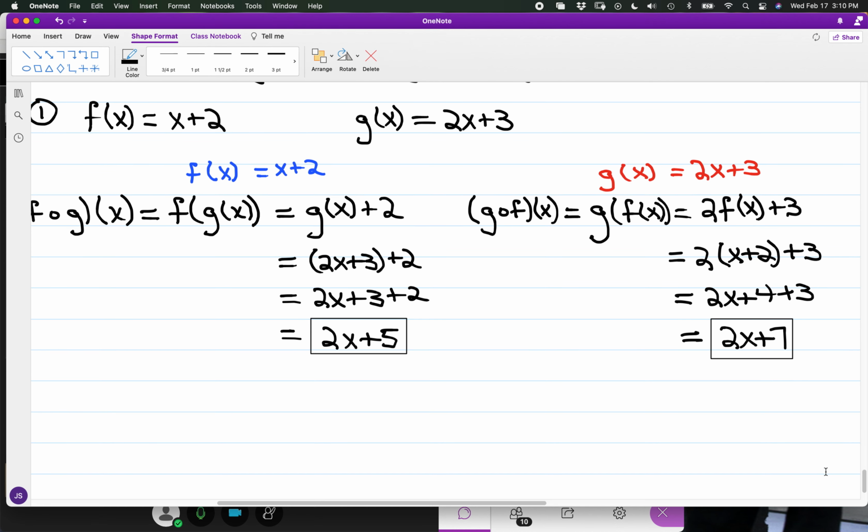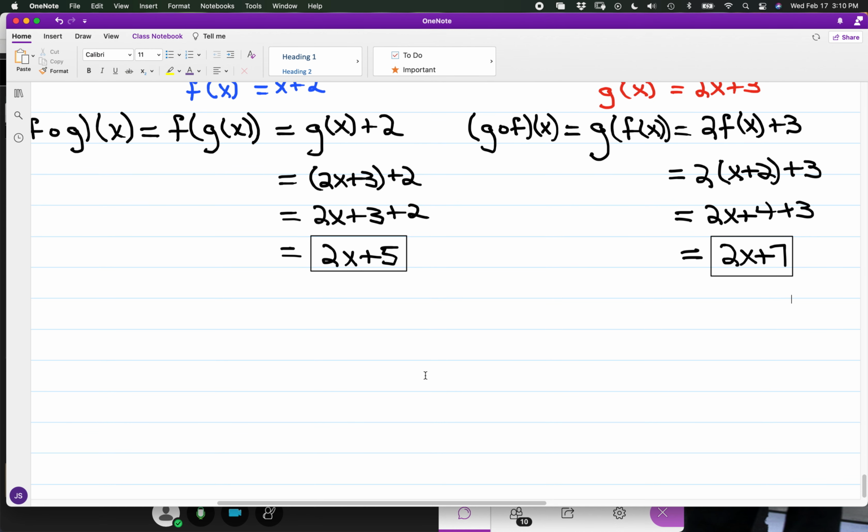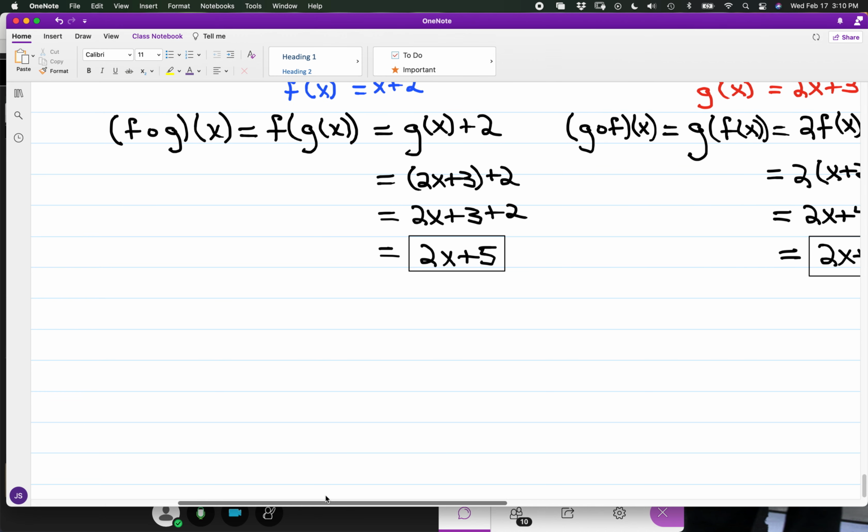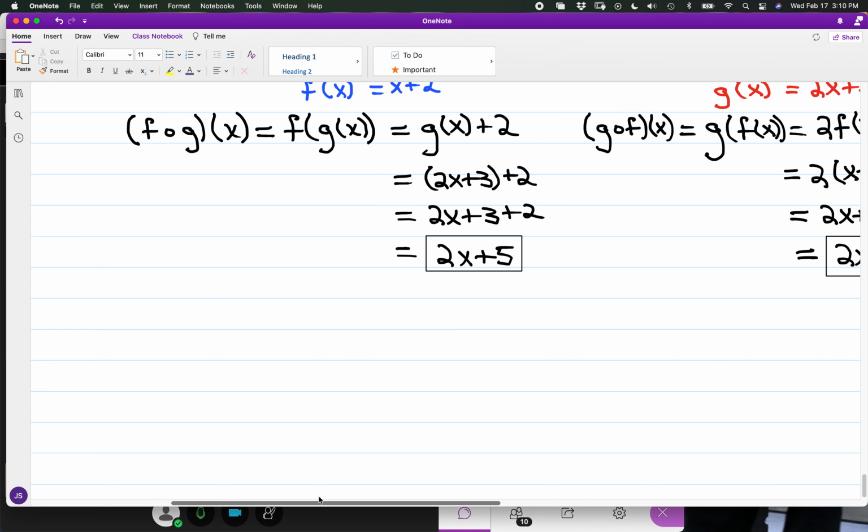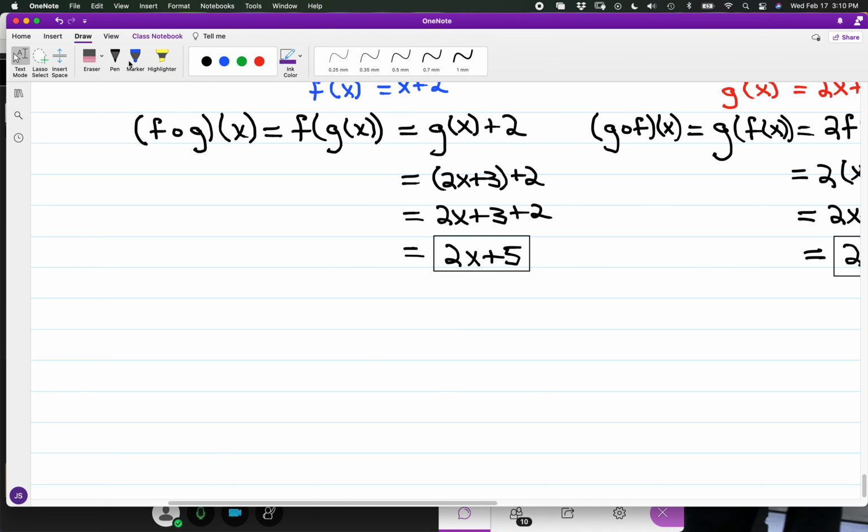And another case that we have concerning compositions, let's go with some quadratics here. We'll say we have f of x is equal to x squared minus 3.